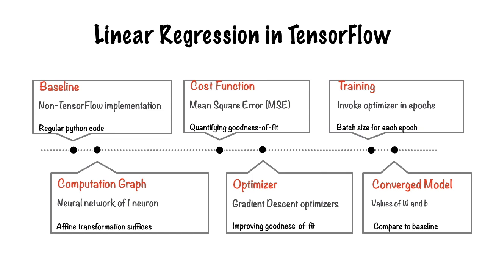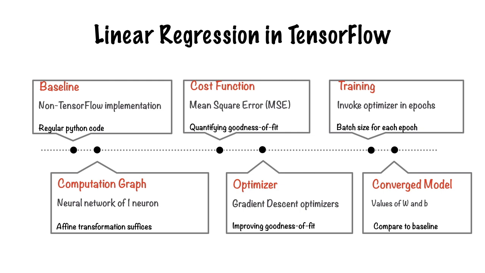We set up the computation graph. In both cases, it's a neural network of one neuron. Only the activation function differs. In the case of logistic regression, the activation function is softmax. In the case of linear regression, it's the identity function.